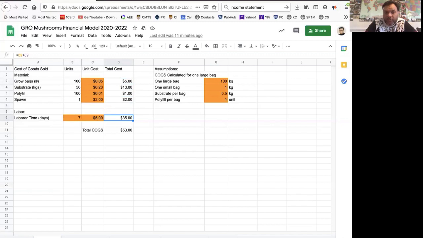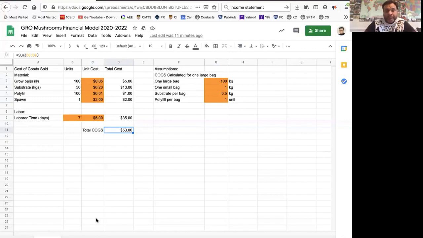So in essence, that adds up to $35 of laborer time. So what is the total cost of goods sold? For every single large bag of mushrooms sold, we will spend approximately $53. Okay, why approximately? Because we have not accounted for things like plastic bags and stickers that might go on the packaging and a bunch of other little things, which we can over time. But this gives us a pretty good idea as to what it's going to cost us to get 1 large bag of mushrooms. The cost of goods sold is $53.